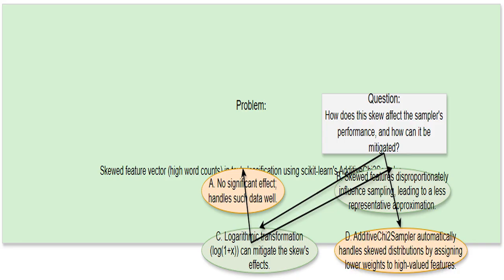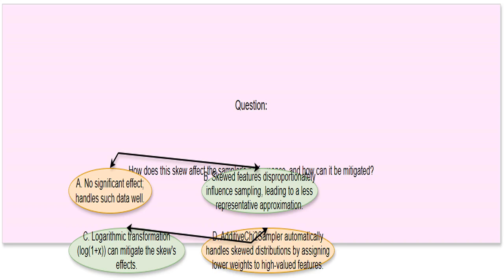I see a problem with skewed data, specifically a feature vector with high word counts. This means some words appear far more often than others, creating an imbalance. This imbalance is important because it can affect how a machine learning model learns. The core question is, how does this uneven distribution of word counts affect the performance of the AdditiveChi2Sampler, a tool we use to approximate kernels in machine learning? This sampler is like a shortcut to make calculations faster, but the skewed data might mislead it.